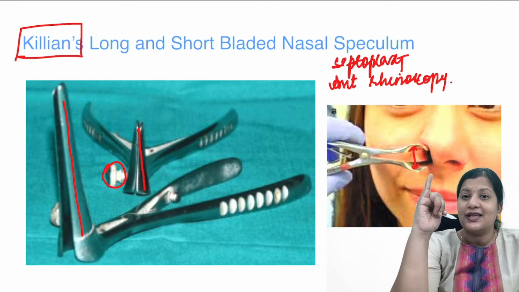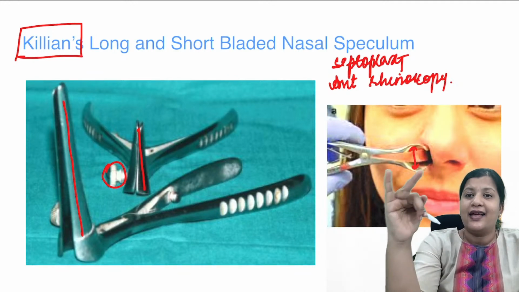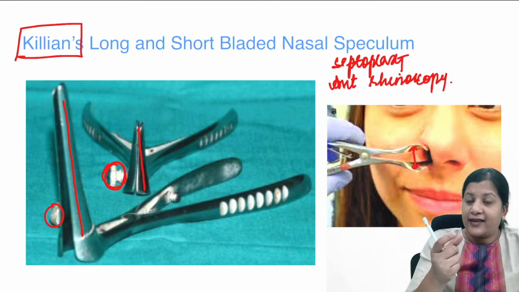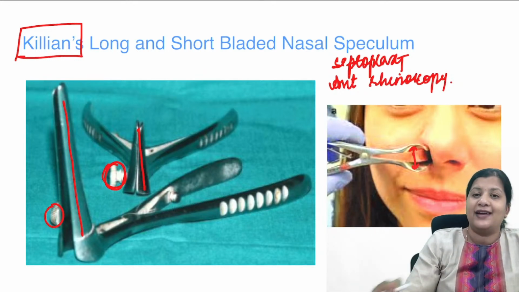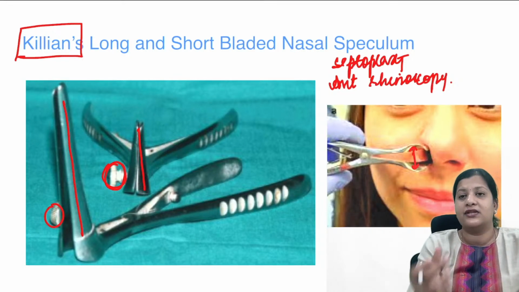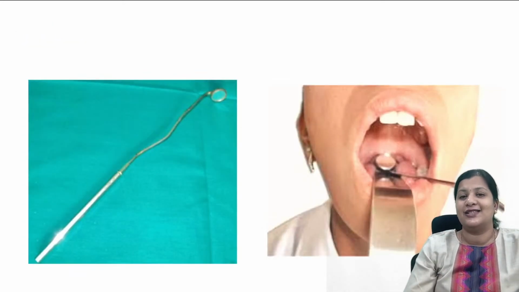So Tudicum's is non-self-retaining, Killian's is self-retaining. So this screw that we have here, when we tighten the screw, it will open the blade so that it will stay open by itself, and you can give the assistant to hold the speculum and do your surgery with both hands. So this is your Killian's nasal speculum.